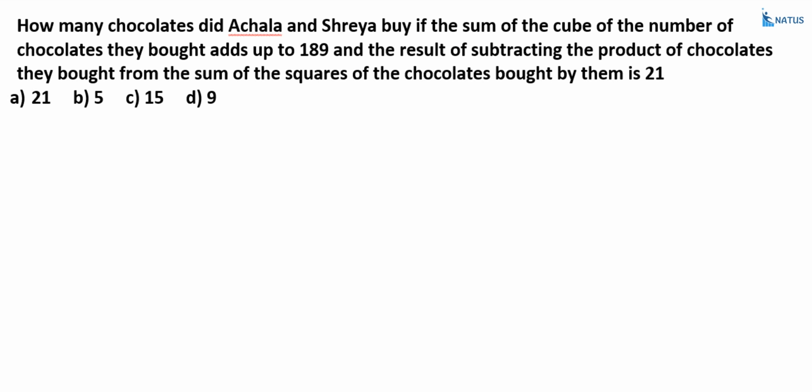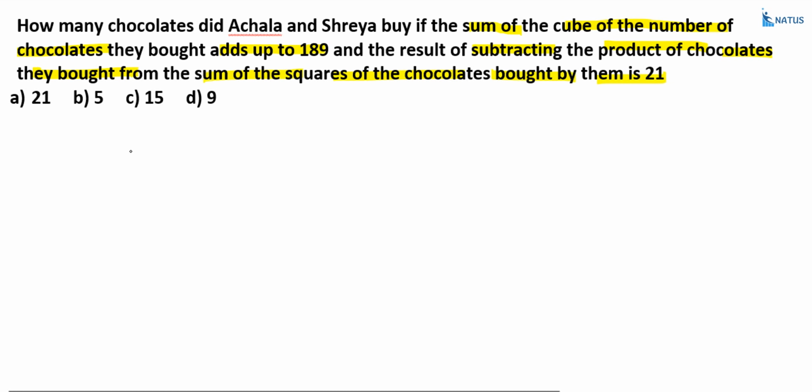Now, how many chocolates did Achala and Shreya buy if the sum of the cubes of the number of chocolates bought adds up to 189? The sum of the cubes of these numbers is 189. And the result of subtracting the product of chocolates they bought from the sum of the squares of the chocolates bought by them is 21.